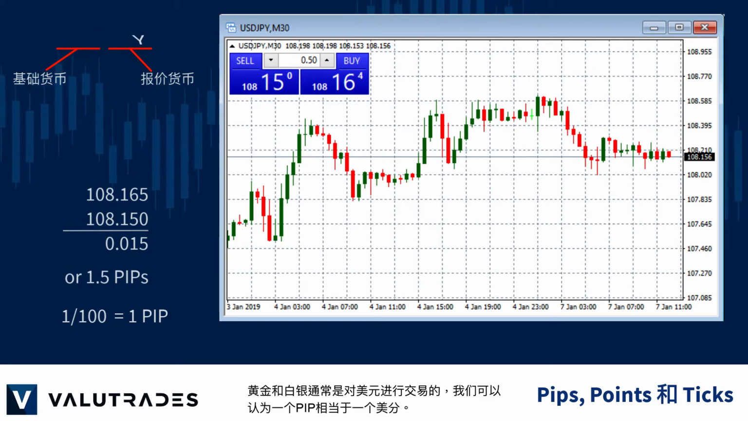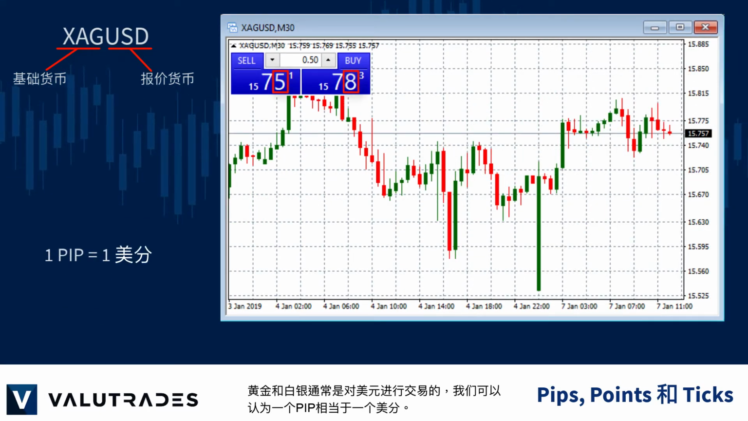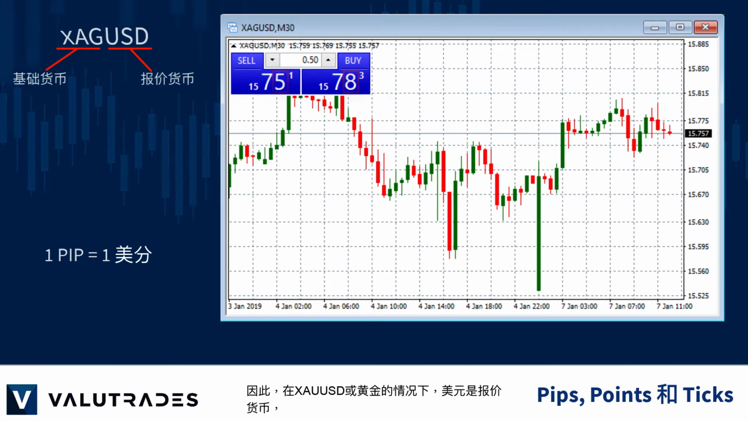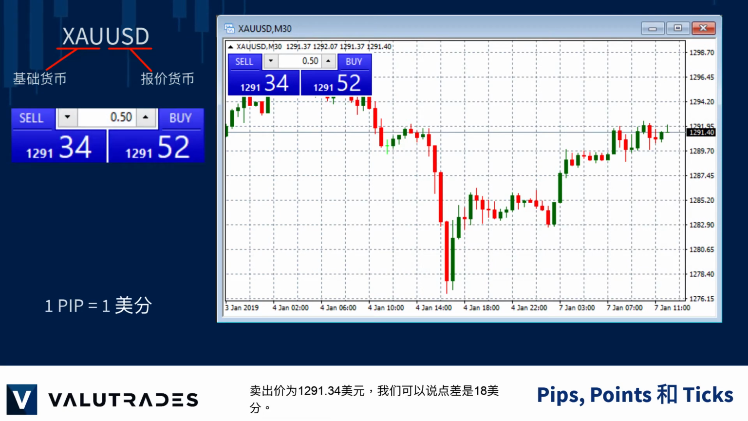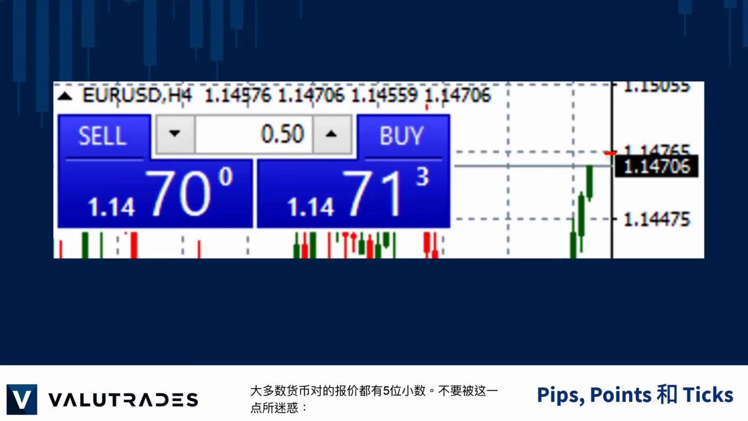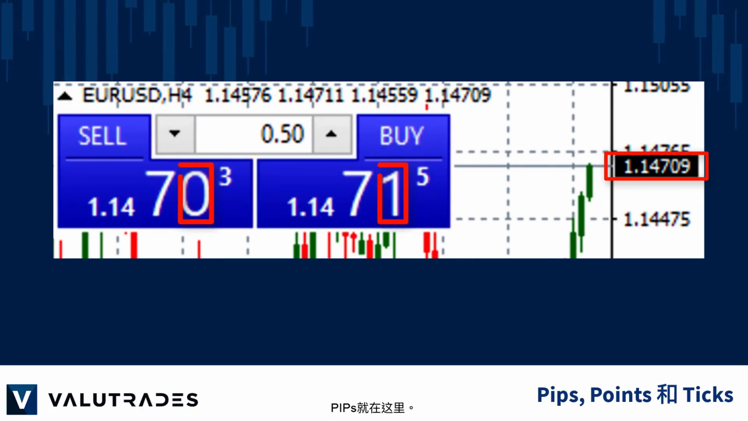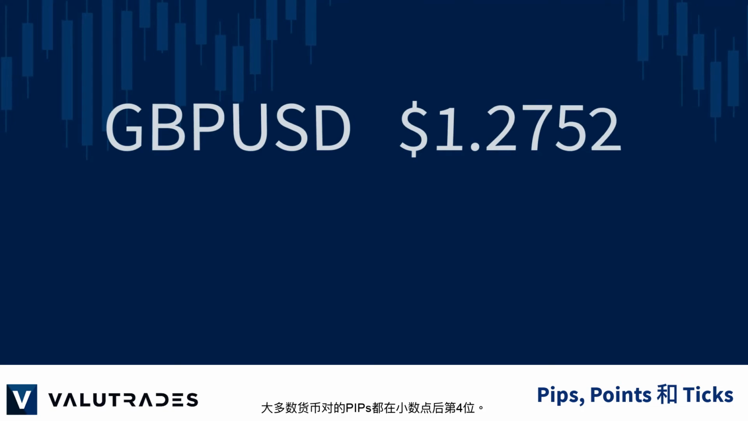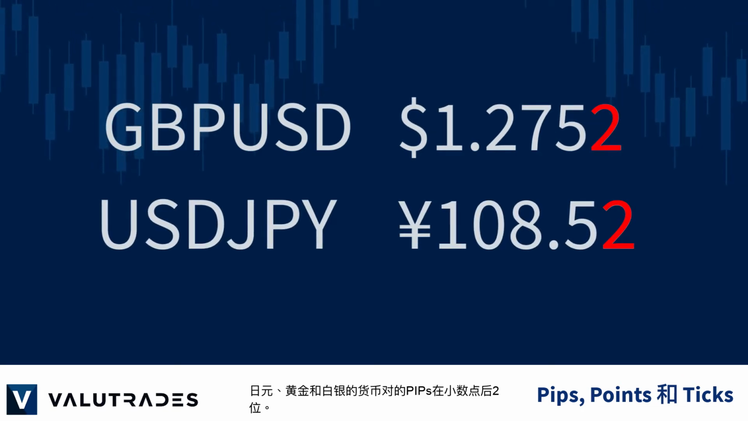Gold and silver are usually traded against the American dollar, and we can consider a pip to be the same as an American cent. So, in the case of XAU USD or gold, where the US dollar is the quote currency at a sell price of 1291.34, we would say that the spread is 18 cents. Most currency pairs are quoted with 5 decimal places. Don't be confused by this, the pips live here. Most currency pairs have their pips in the 4th decimal place. The yen, gold, and silver have their pips in the 2nd decimal place.